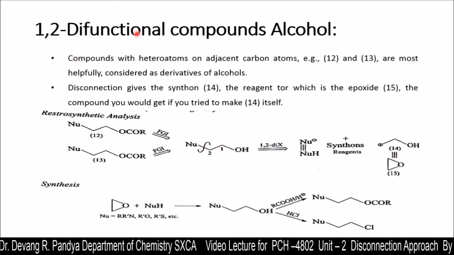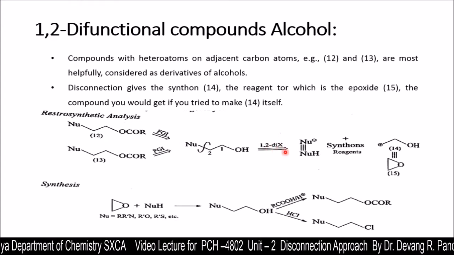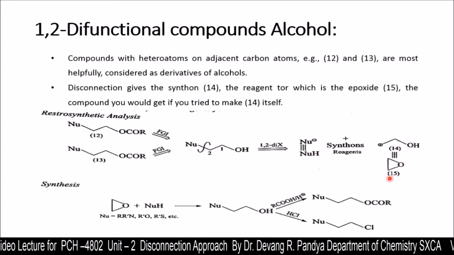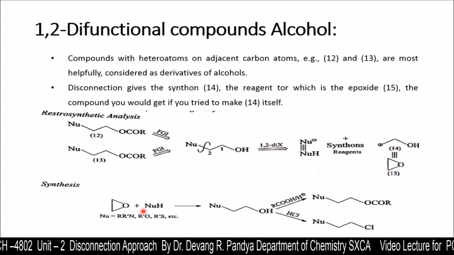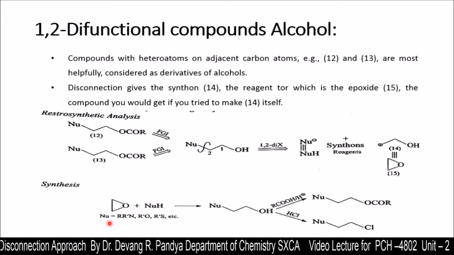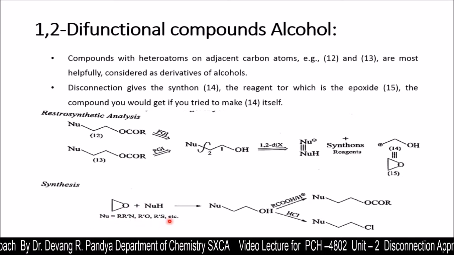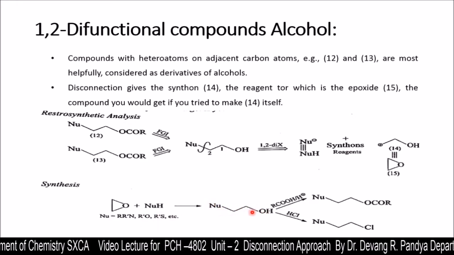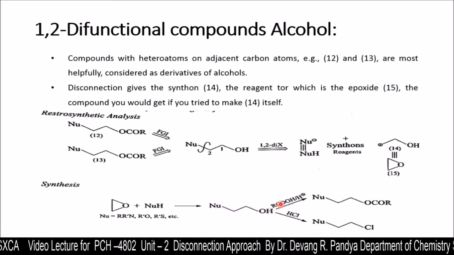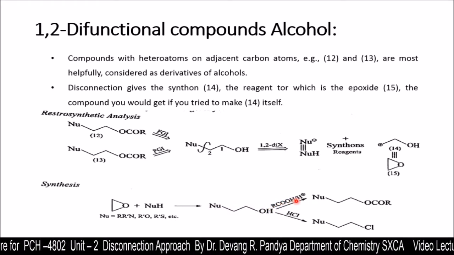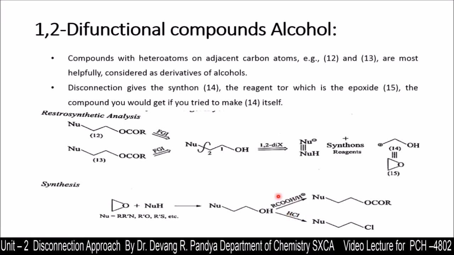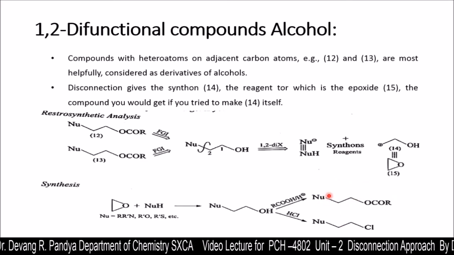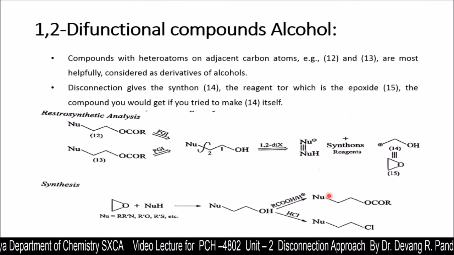So it is known as a 1,2-difunctional group, that is 1,2-diX, and we're going to get this synthon and reagents. This is converted into the synthetic equivalent, an epoxide. Now the epoxide is treated with a nucleophilic reagent that you can take from among these three, and it's going to give us this hydroxide derivative. Then it is treated with either an acid chloride or a carboxylic group, and we're going to get our target molecule, structure 12 or 13.